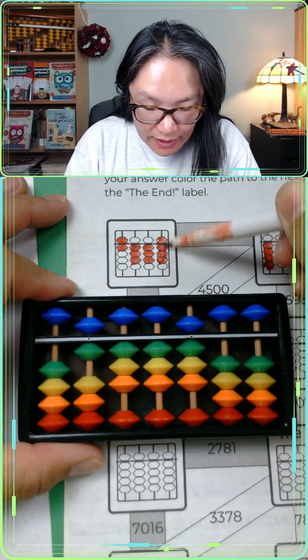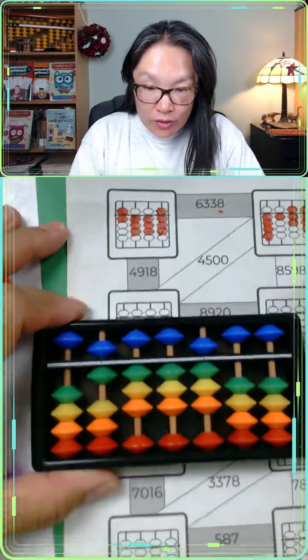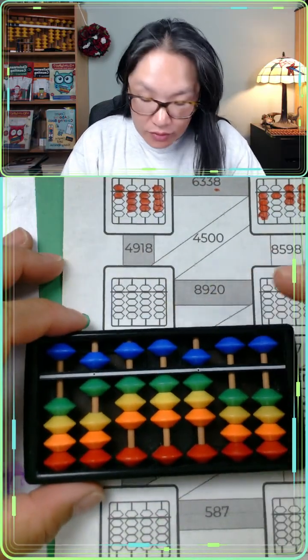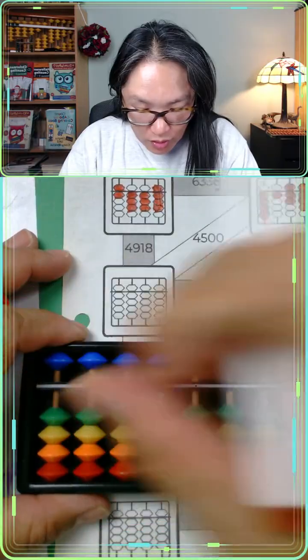So I'm just coloring in my abacus, and then we're going to go to our next number. Our next number is 4,918. So clear my abacus.